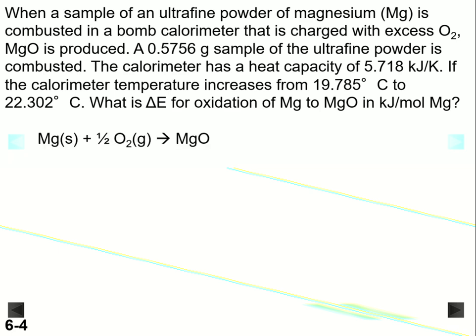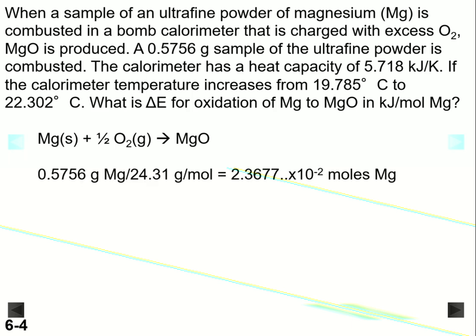We can write the reaction out as such. Magnesium solid plus a half a mole of oxygen gas goes to magnesium oxide. In this case, it doesn't matter how we write out the reaction. This is an experimental study, and we have a given mass of magnesium. Our heat measured is simply based on the mass of magnesium, not how we write the reaction out.